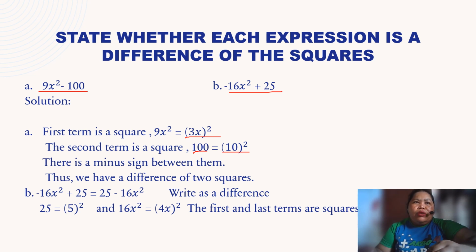Then for letter B, we have negative 16x squared plus 25. If we transpose that, it becomes 25 minus 16x squared. So remember to write it as a difference, and then get the factors. So 25 becomes 5 squared, and 16x squared becomes (4x) squared. So the first and the last terms are squares, right?